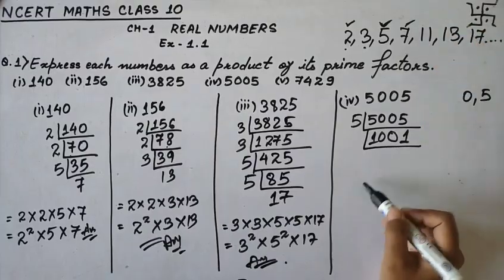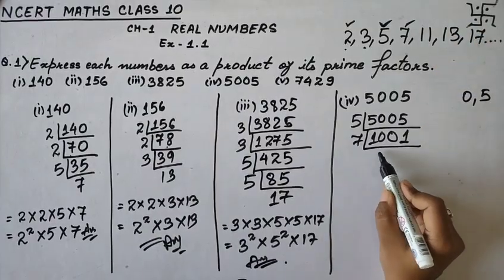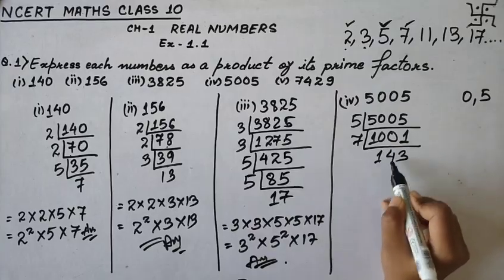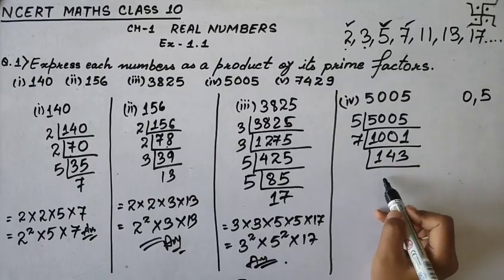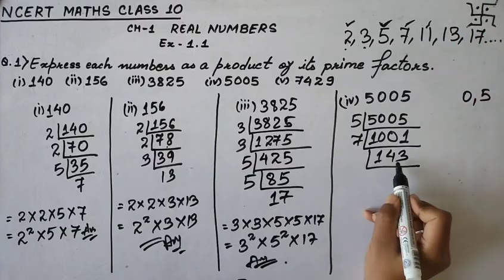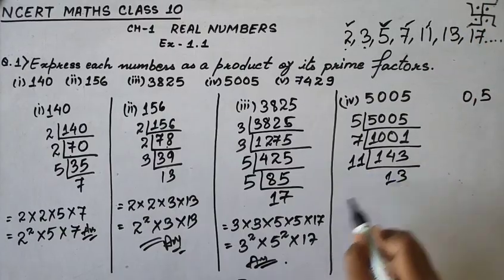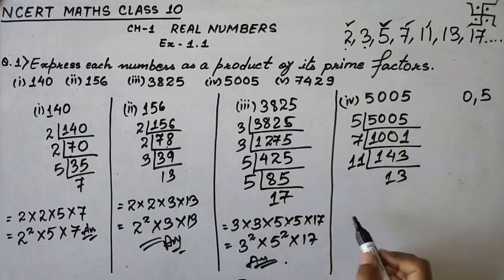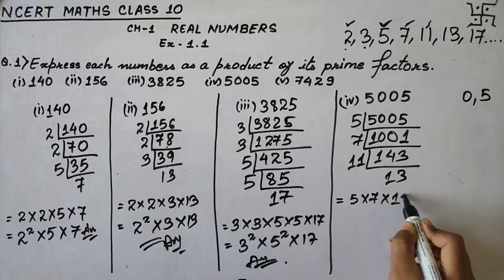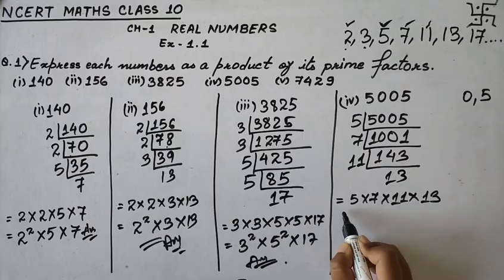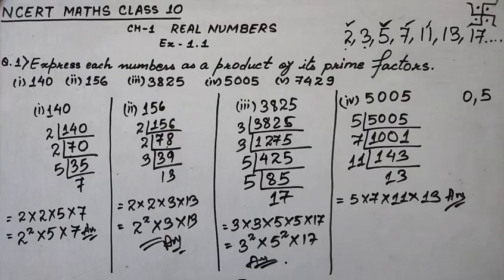So next we will move to 7. Okay, let's see if it is divisible. Yes, it is divisible. Then 11, divisible by 11. Then 13. Okay, so we have got a series of prime numbers over here again. So there are no repeating numbers. This itself is your answer.